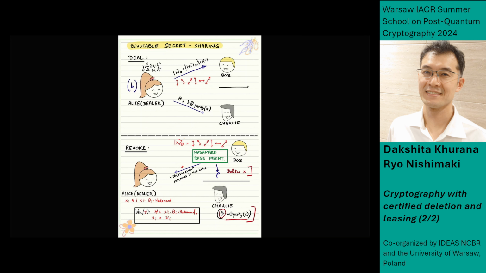Now let's look at how to revoke this quantum share. To generate a certificate of deletion, Bob measures this BB84 state in the Hadamard basis and sends the resulting information B to Alice. So B is a measurement result in the Hadamard basis.